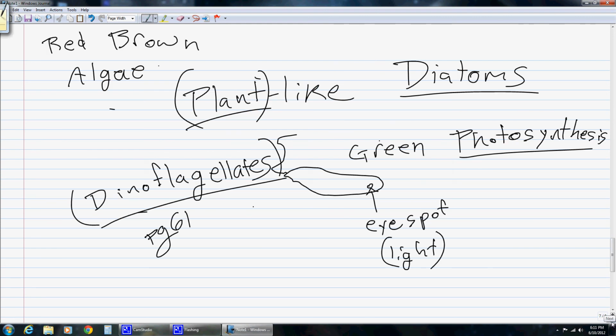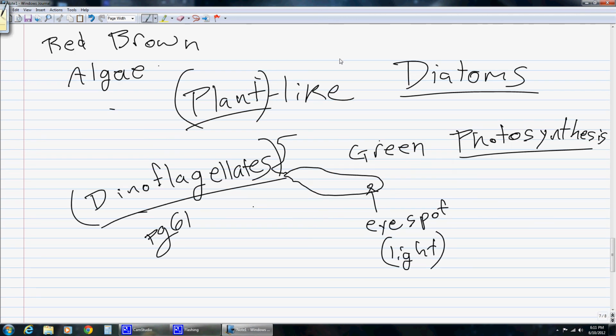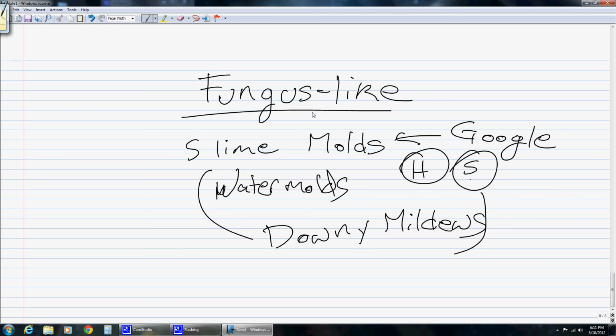Then you have the plant-like. You get a whole bunch of different ones. You get diatoms, dinoflagellates, red algae, brown algae, or my favorite, the euglena. These guys are all going to be in there because they do photosynthesis. And then the last one you're going to get is the fungus-like. Remember, these ones aren't going to do photosynthesis, and what gets them so close to being like funguses is the fact that they're going to be using spores and how they grow out.